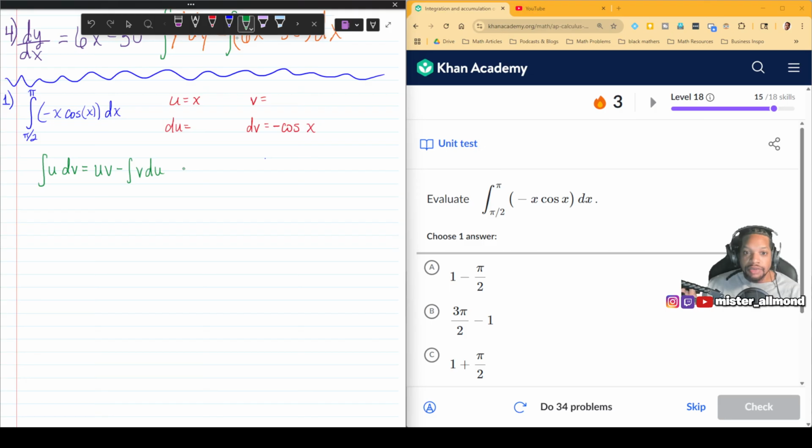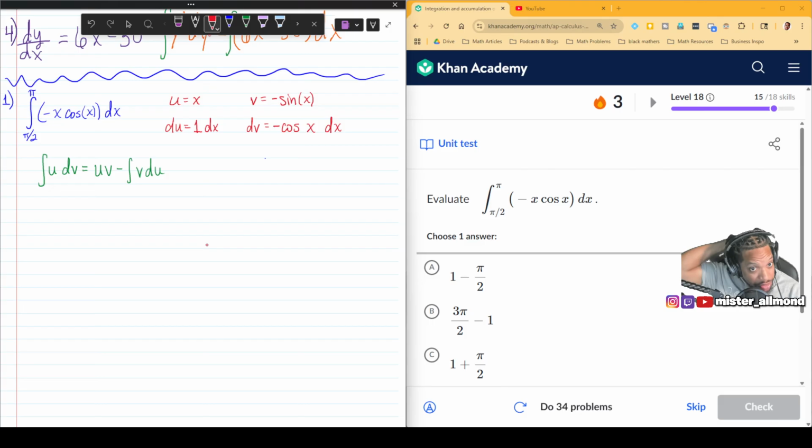So I got my u and my dv. If u is x, then du is just 1 dx. And then if dv is negative cosine of x dx, I forgot that part, then v would be the integral of negative cosine, which would be negative sine of x, because the derivative of negative sine is negative cosine.